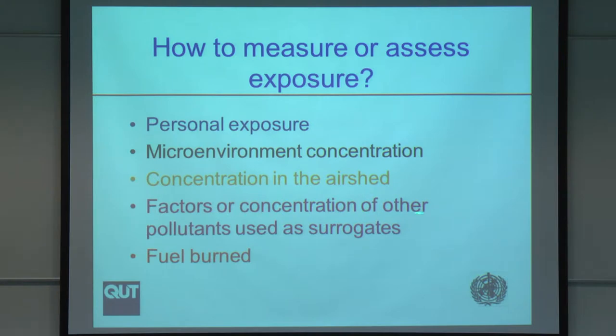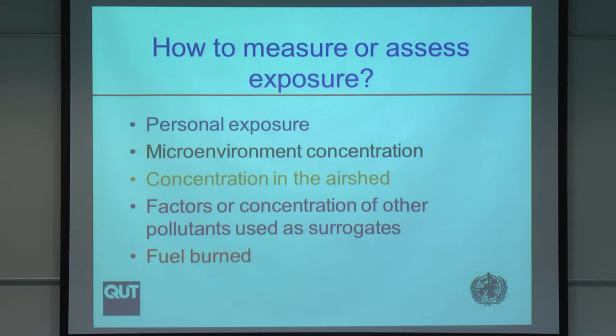Then we could use factors or concentrations of other pollutants used as surrogates. For example, we are interested in exposures to ultrafine particles from traffic. We can't measure this, but we measure CO or NOx, and let's say they are surrogates for traffic. Or if we don't have any other data, we use, say, fuel burn. So we could say that all the vehicles in this period of time in this city burn this amount of fuel, this then translates into this amount of concentrations. But the further we go along these lines, obviously the less accurate the assessments are.